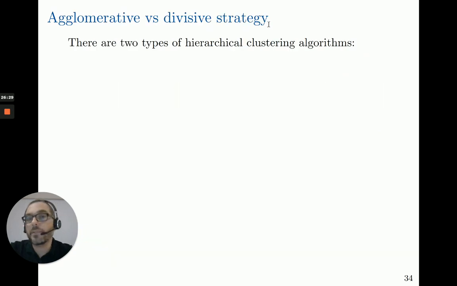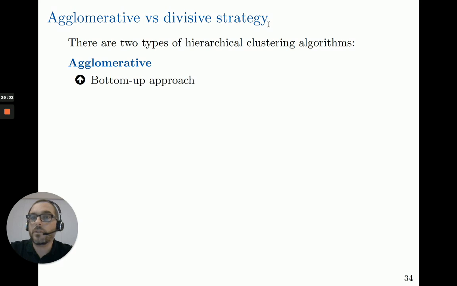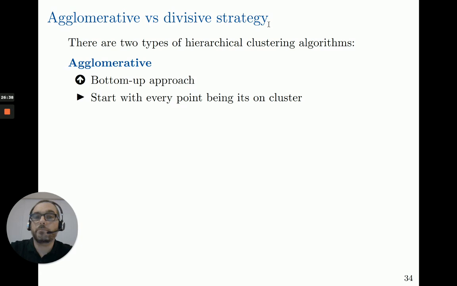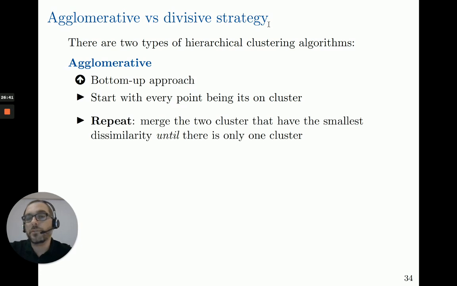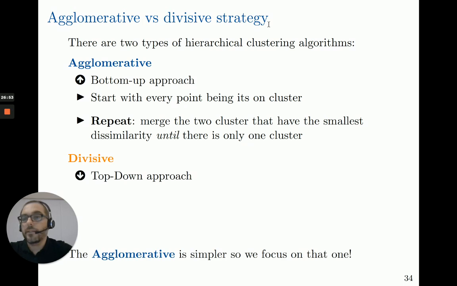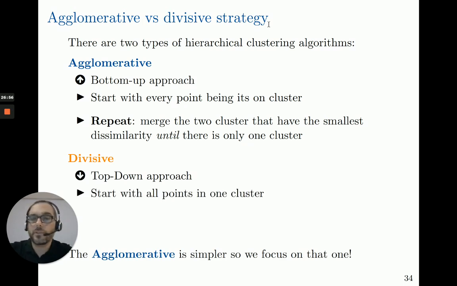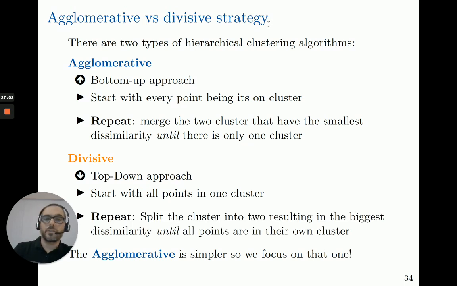There are 2 types of hierarchical clustering algorithms: the bottom-up approach, the agglomerative. We start with every point being its own cluster, and then repeatedly merge the 2 clusters that have the smallest dissimilarity until there is only one cluster. The other is the divisive, the top-down approach. We start with all points in one cluster and split the cluster into 2, resulting in the biggest dissimilarity, until all points are in their own cluster. The first one is simpler, so we are going to focus on that one.